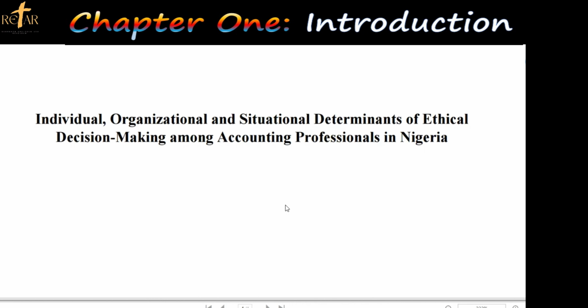The title is Individual, Organizational, and Situational Determinants of Ethical Decision Making Among Accounting Professionals in Nigeria. Okay, so how many variables can you see? That's my first question. Okay, somebody said 2 variables. All right, and 3 variables. Okay, who else? I think 3. Any other answer? We have individual, situational, and organizational and situational determinants of ethical decision making, 4 variables. Okay, now you're responding. Thank you very much.